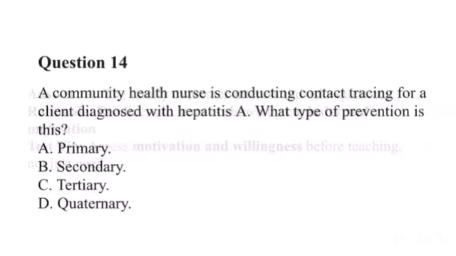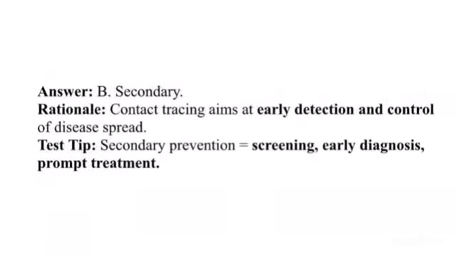Question 14. A community health nurse is conducting contact tracing for a client diagnosed with hepatitis A. What type of prevention is this? A. Primary. B. Secondary. C. Tertiary. D. Quaternary. Answer: B. Secondary. Rationale: contact tracing aims at early detection and control of disease spread. Test tip: secondary prevention equals screening, early diagnosis, prompt treatment.